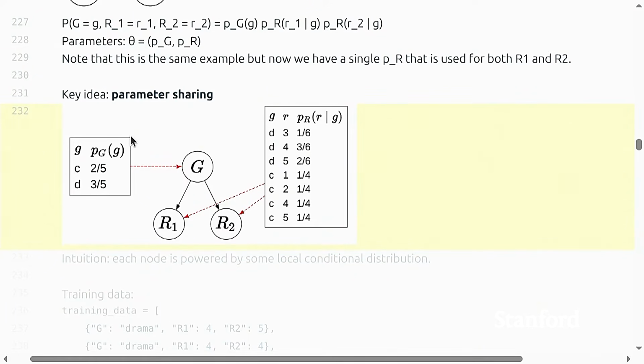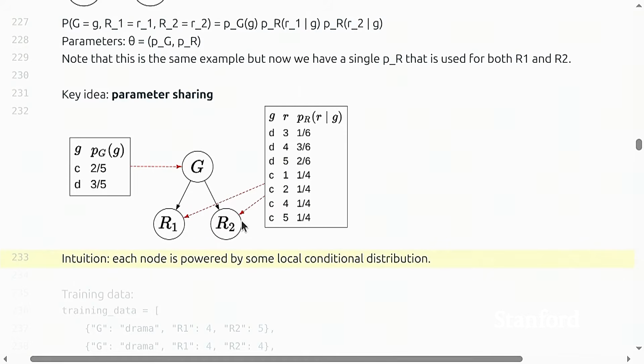The real way to think about this is that you have these local conditional tables that are floating out. You hook these tables up to nodes to power them, to give them probabilistic life, right? And so here, we have one table that's powering both of these nodes, whereas before, we had two tables powering each of these nodes, respectively. Okay, so that's the mental image you should have.